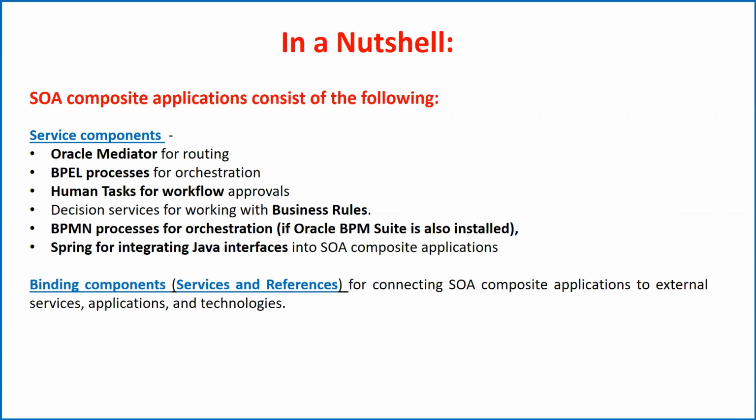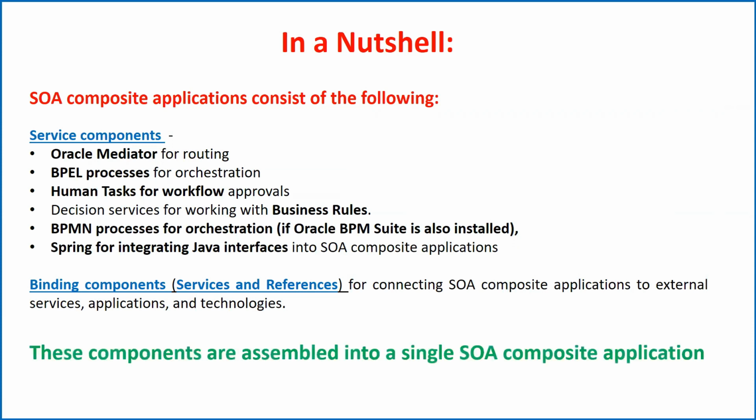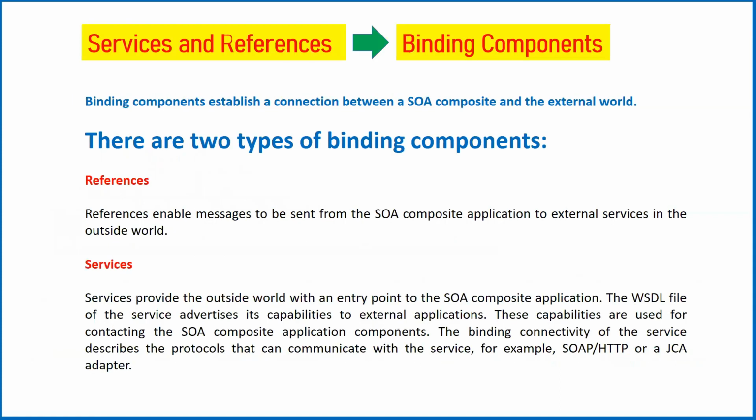And apart from that, you have binding components. And what are the binding components? You can refer to them as services and references along with the wires, which are the entry point and exit point in your SOA composite application. So these components are assembled into a single composite application. Whenever we talk about an SOA composite application, it is a combination of services, references, and service components, right? Now there are two types of binding components. If you are getting confused about what exactly a binding component is, it is nothing but services and references only. That means the entry point and the exit point in my SOA application.